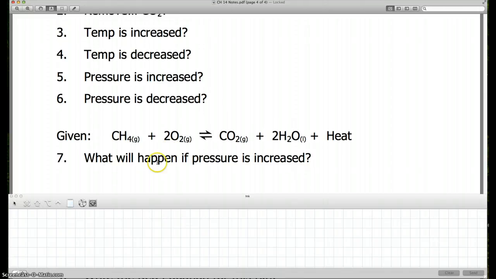Now in this reaction, again, pressure increase is going to shift to the side of less moles of gas. Here I have 1 mole of gas plus another 2 moles of gas here, so 3 moles of gas on the left. On the right, I got 1 mole of gas here, but this is a liquid, so I ignore it. This is heat, so I ignore it. So increased pressure, less moles of gas, this would shift to the right. It would shift towards the products.